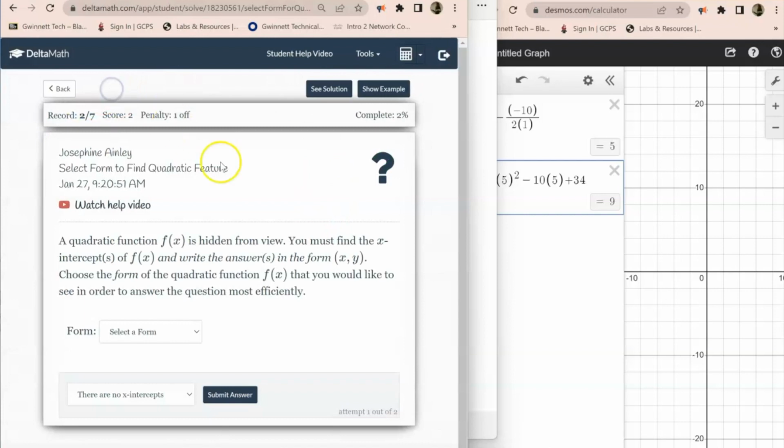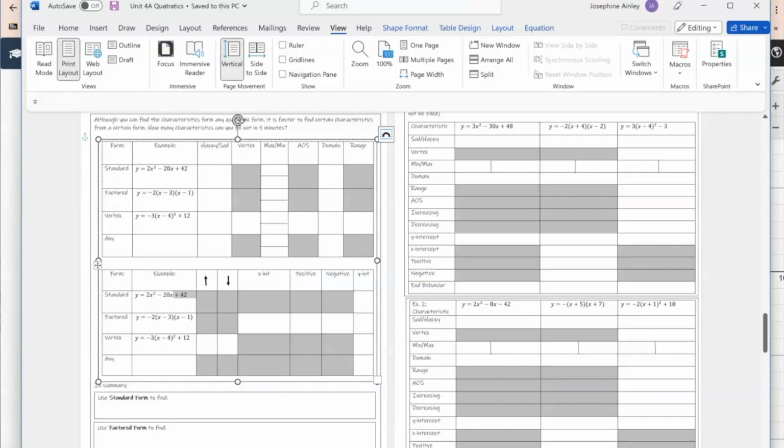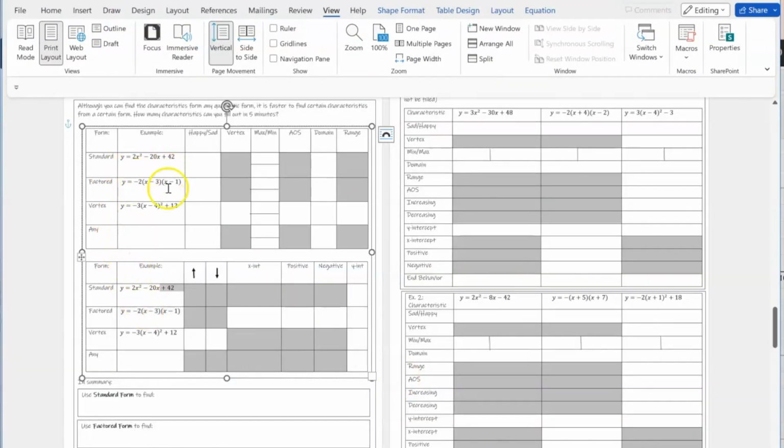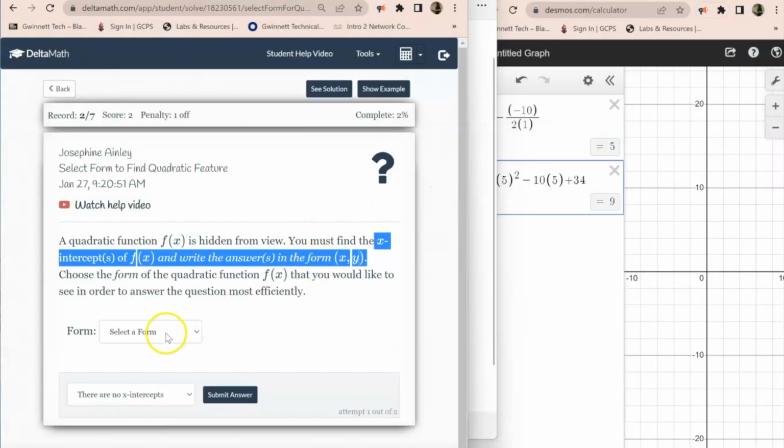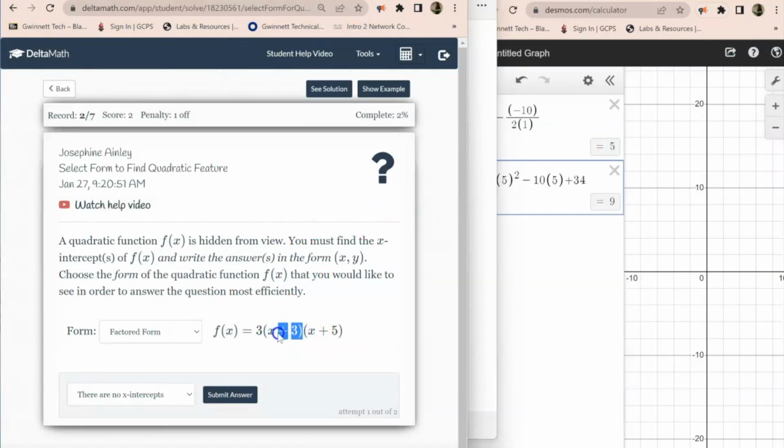All right, so we've done increasing, y-intercept. Now let's see what this one is. This one's asking for the x-intercept. So again, you have to get very familiar with what is good for each one. Factored form is great for the x-intercepts. And again, if I look for the x-intercept right here, everything is blacked out except factored form. So factored form is the one that tells you the x-intercept. So you're going to go to factored form, and your x-intercepts are the opposites of this. So it's -3 and -5.